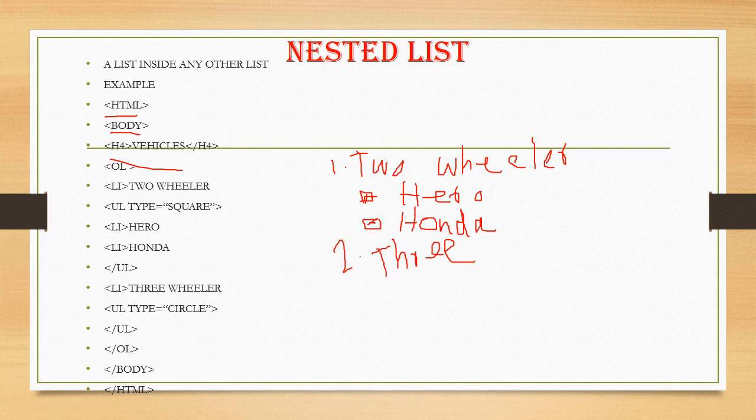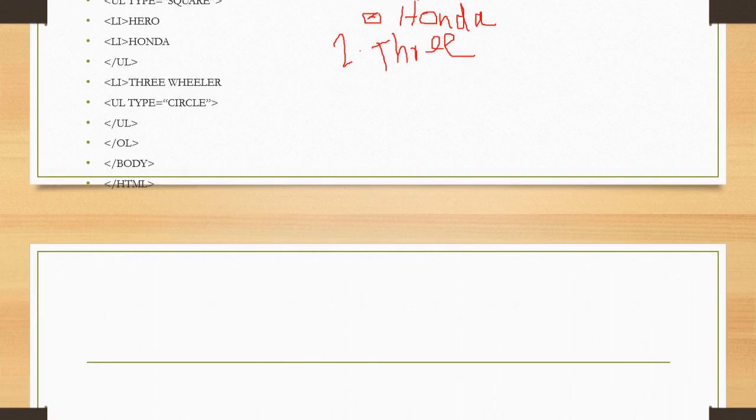So a list within a list is called the nested list. So that's all about the types of list.